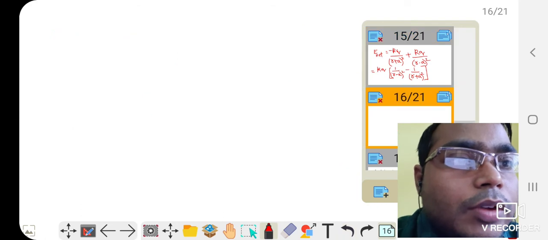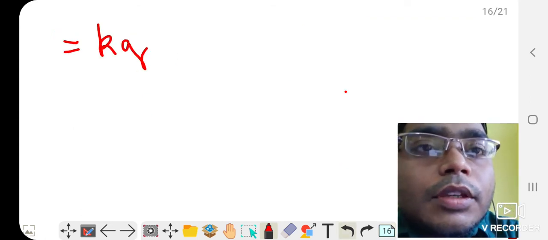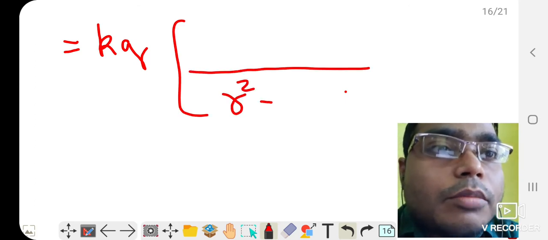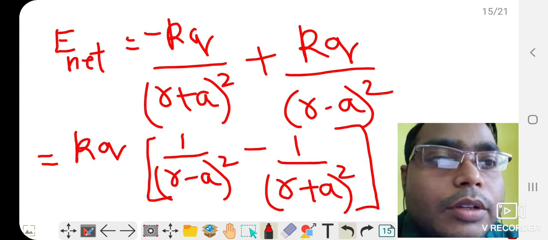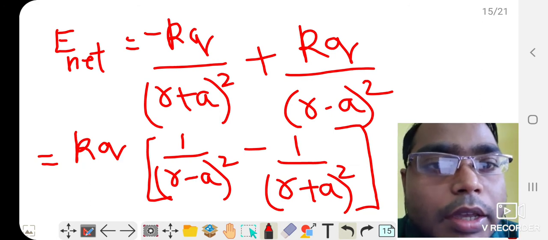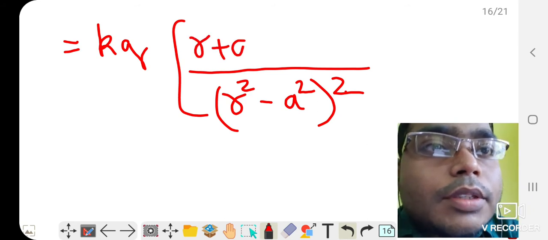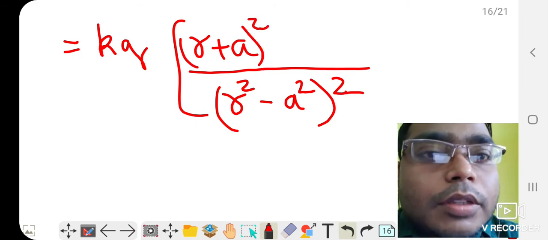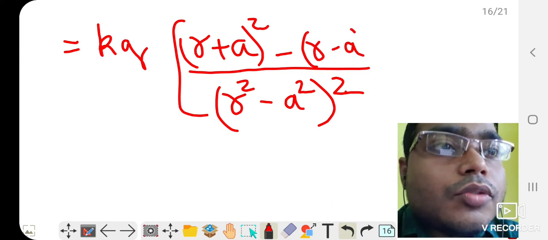Again, we can further simplify this one. So how much are we going to get? kq times, in the denominator, (r square minus a square) whole square. And similarly in the numerator, we get (r plus a) whole square minus (r minus a) whole square.